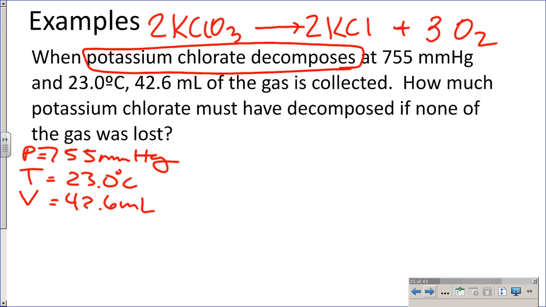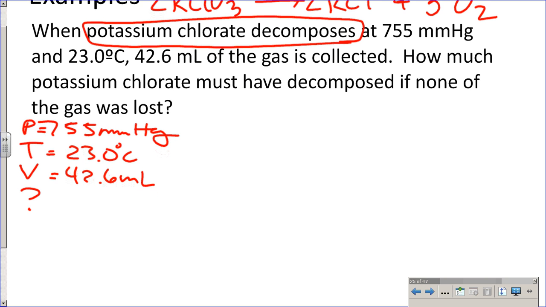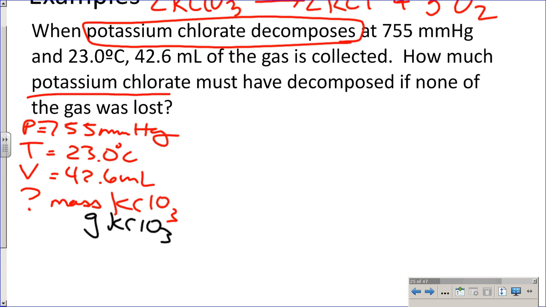Now here's our question. How much means mass, right? How much potassium chlorate must have decomposed if none of the gas was lost? So I'm going to work backwards with you here to show you that you know how to do this. It's just a new scenario. All right, we know we want to get to grams of potassium chlorate. How do you get to grams of anything? From moles of potassium chlorate, right? So you know that before you can get to grams of potassium chlorate, you're going to get to moles of potassium chlorate. Potassium chlorate is a solid ionic substance.